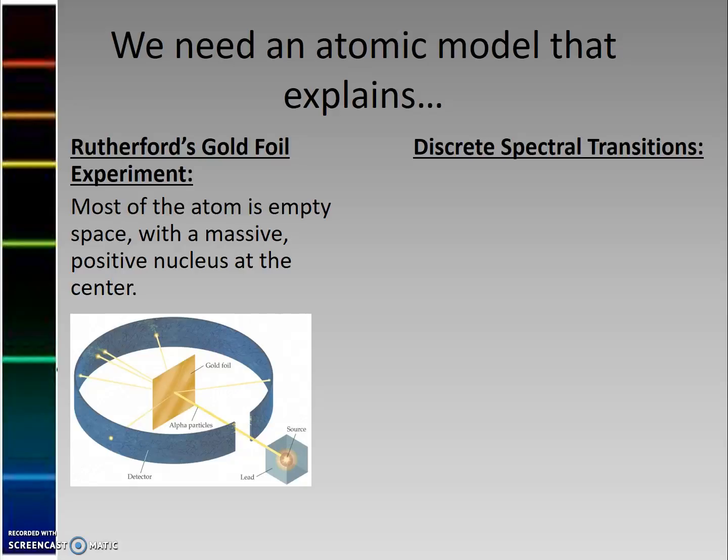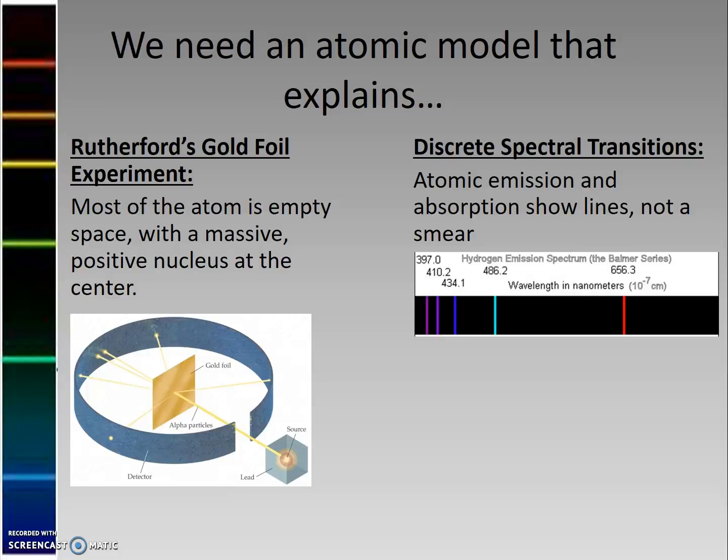The second thing that our atomic models have to explain is how light interacts with atoms. Remember we saw these discrete spectral transitions. When I do atomic emission or atomic absorption spectra, I see lines, not a smear of light. And so there are defined transitions. What we know is that the nucleus is at the center. That's what the gold foil experiment says. The electrons are somewhere outside, and they're the ones responsible for producing these spectral transitions. These two things are really the jumping off point for Bohr, who worked for Rutherford, by the way, at the time, for defining atomic structure.